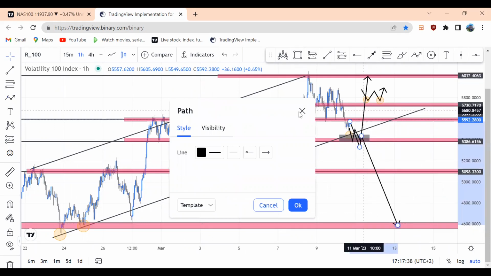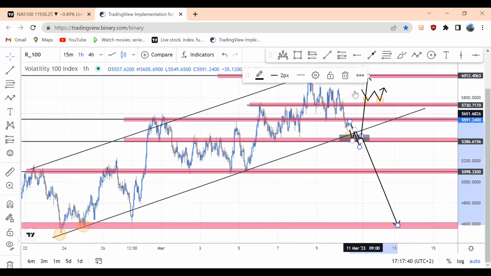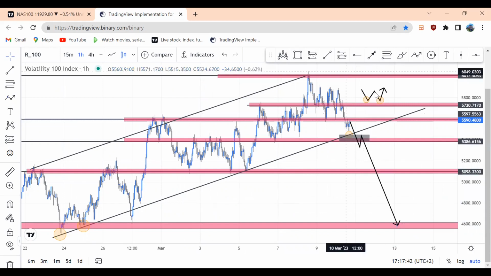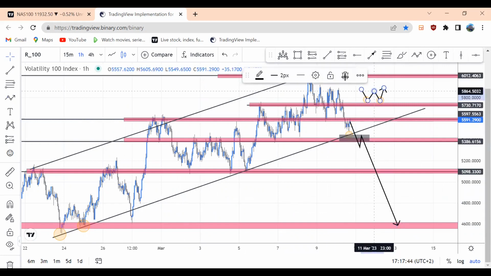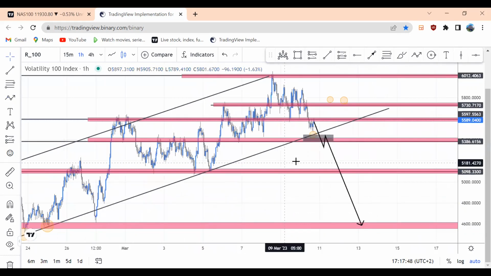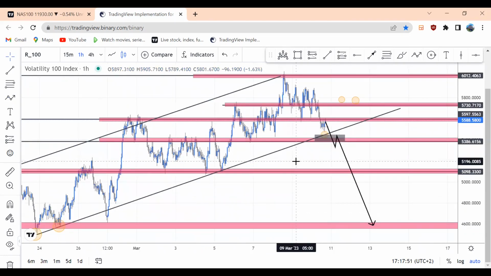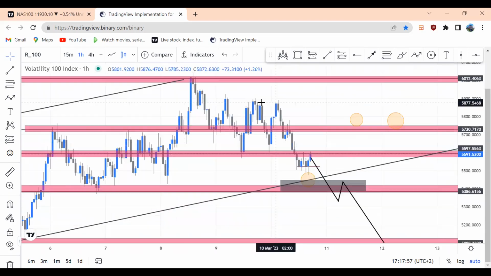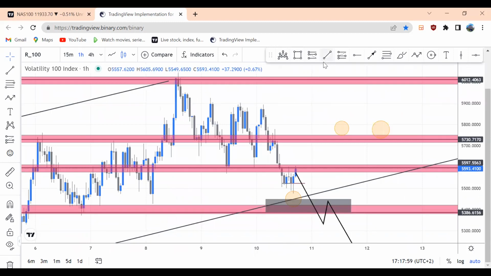Now it's just a matter of waiting for our setup to play out, because if we are not waiting for our setup, there's nothing we can achieve. It's like we are gambling now. We can say, oh, I see this, then we took a trade. And that's not a way to approach the market. You should approach the market with a plan. You should always plan your trades.